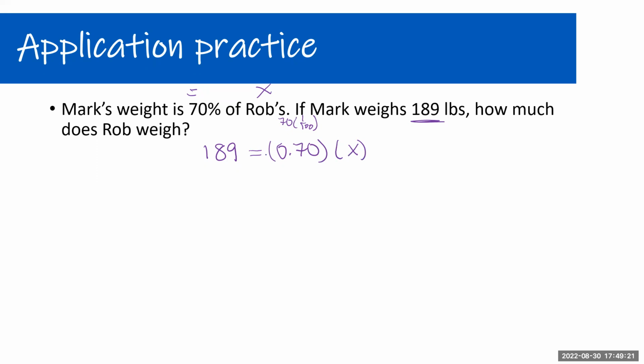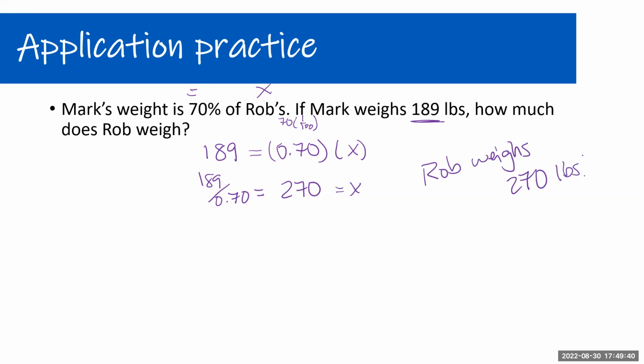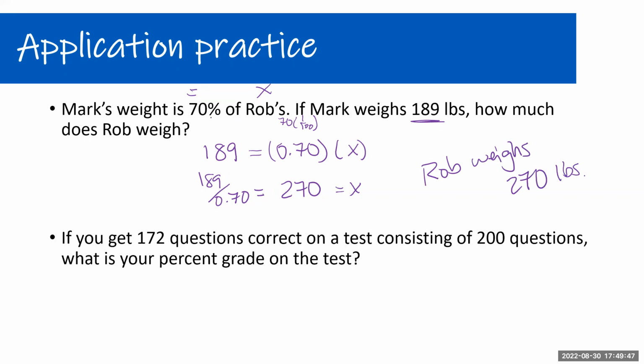If we divide both sides by 0.70, we get 189 over 0.70. And in our calculator, we can see that that's 270 equals X. So Rob has to weigh 270 pounds. Okay, and that makes sense. Go back and think about it. Mark weighs 70% of Rob's weight. So Mark weighs less than Rob. We're saying Mark's 189 and Rob's 270. So that's at least practical. We at least got them in the right way.